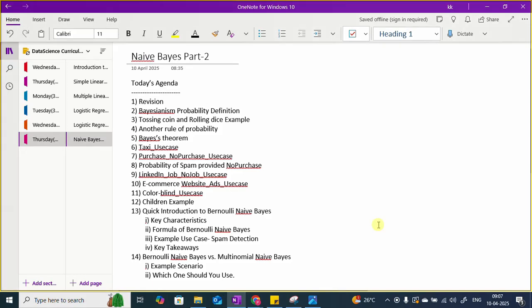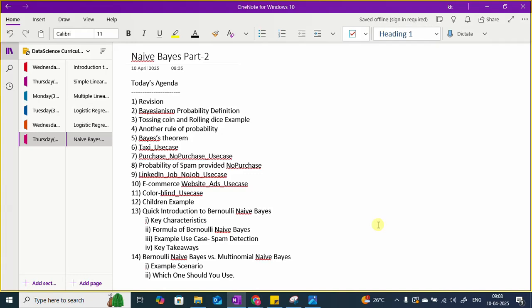Okay, fine. So today we are going to discuss Naive Bayes part 2, assuming you have successfully completed Naive Bayes part 1. As part of today's agenda, these are the things that I have said we will discuss. First, a quick revision and recap of whatever we discussed in the last class. Basically, I will give a quick recap of Naive Bayes part 1.